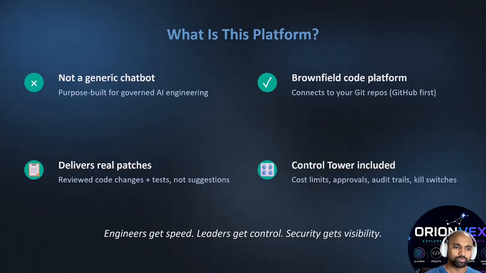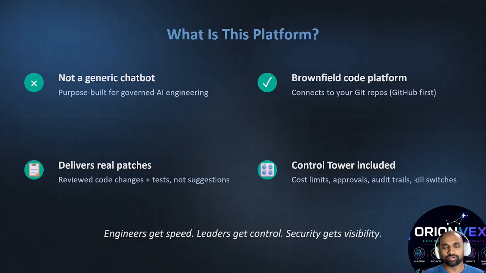It's purpose built for governed AI engineering, and we are going to connect our repository to this application so that it can read the code base, understand the architecture, and generate reports. Okay, that is called the brownfield code platform. Connect to your GitHub or GitLab repository, and it is going to deliver real patches. That means it can understand the code. It is going to check all the code bases, identify the fixes, troubleshoot them, create the patches, and run the tests.